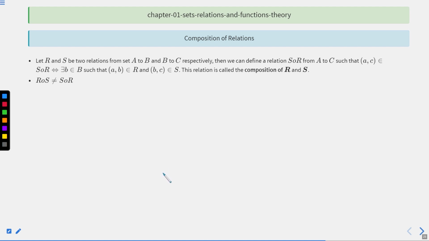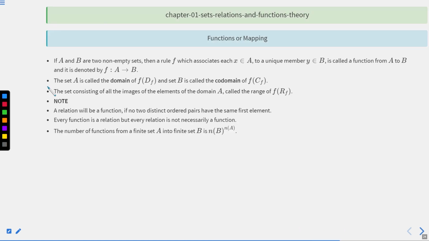Now, what is composition of relations? Let R and S be two relations from set A to set B and B to C respectively. Then we can define a relation S o R from A to C such that (a, c) belongs to S o R implies there exists b belonging to B such that (a, b) belongs to R and (b, c) belongs to S. This relation is called the composition of R and S, right? So R o S is not necessarily equal to S o R, right?